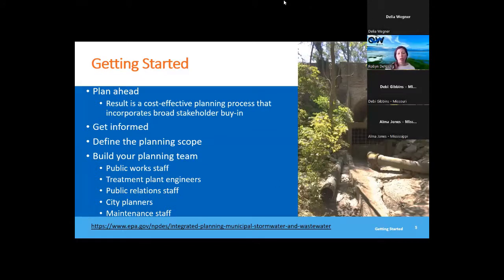Then you want to define your planning scope and determine what other entities should be involved, and then build your team. If you have a piece of paper or you're jotting down notes, start thinking about who could be on your planning team. Who are the people on the public works staff?